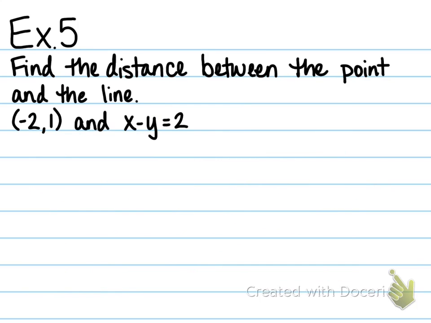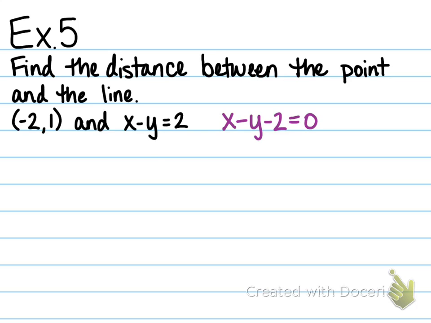Number 5 wants us to find the distance between a point and a line. So we have the point negative 2, 1, and the line x minus y equals 2. To work this problem, I have the point, and I don't need to do anything to that, but I need to rearrange the equation of the line to move everything to one side. So that's going to be x minus y minus 2 equals 0.